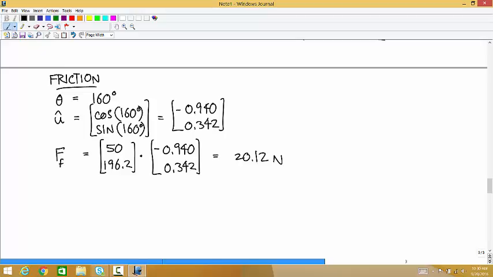So basically, you can't multiply, you have to take the dot product. Dot product, right. You know, with vectors, there's no such thing as just multiplying. You have to choose what kind of multiplication you want. It could either be cross product or dot product, and we want dot in this case. It might sound trivial, but dot product again, that's when you multiply the top row and then you add the multiplication of the bottom row. So it would be 50 times negative 0.94 plus 196.2 times 0.342.